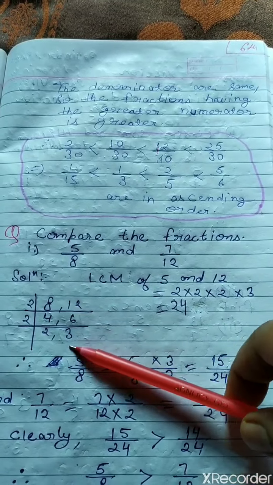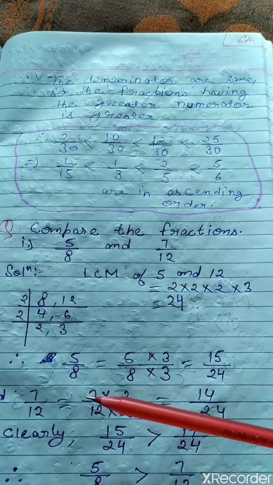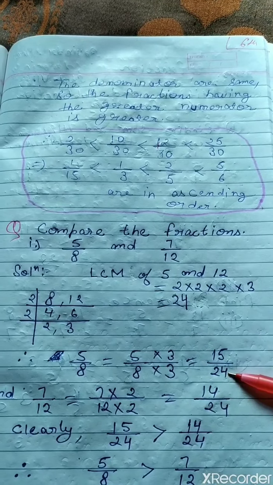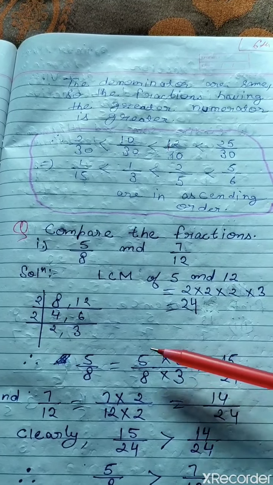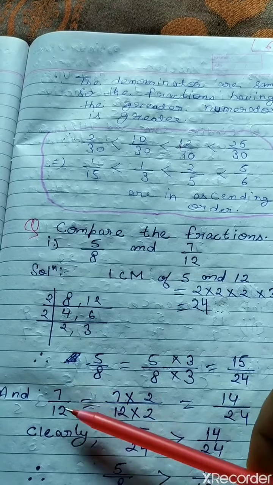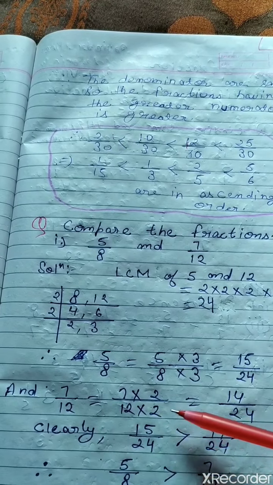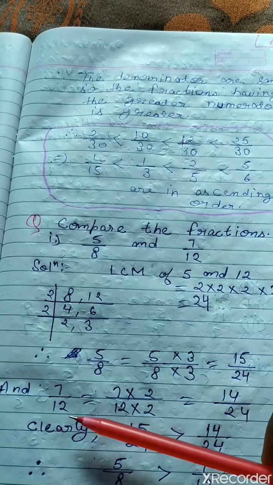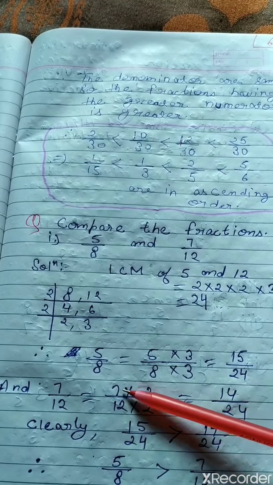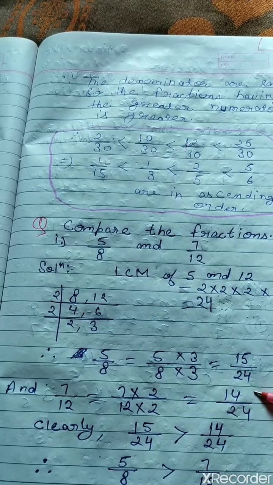Okay, then convert this 5 by 8 into the denominator 24. So 8 into 3 is 24. So this numerator also multiply with 3. 5 into 3 is 15. Then 7 by 12, what will you multiply to 12 so that the denominator will be 24? So 12 into 2 is 24. So here the numerator also multiply with 2. 7 into 2 is 14.